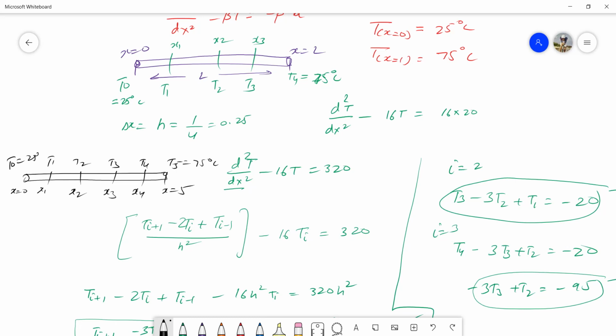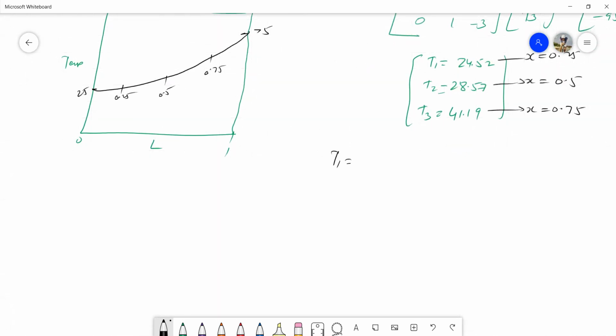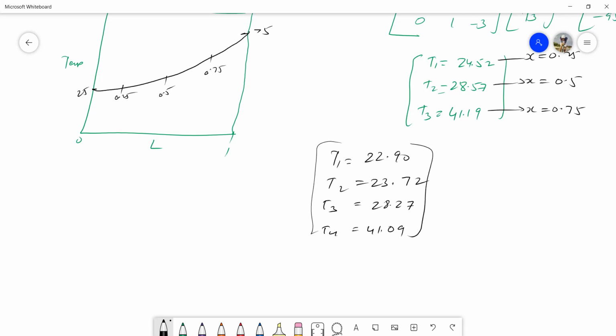Now we have four unknowns, so h will be 1 by 5 segments, that is 0.2. So we have four equations. Again, using the matrix method, we can solve them. I can give you the values, as I've already done it: 22.90, 23.72, 28.27 and 41.09. Let's try to plot them using Excel.